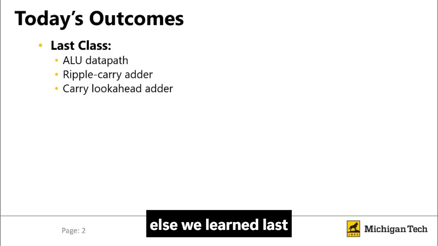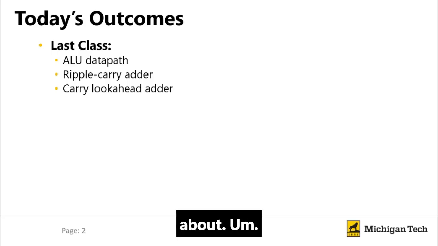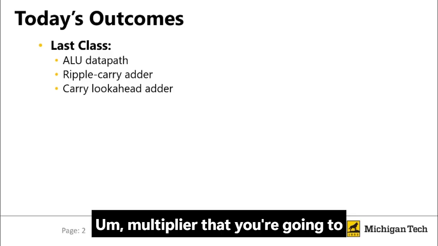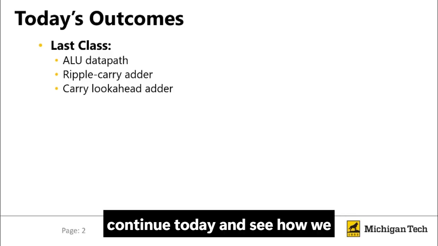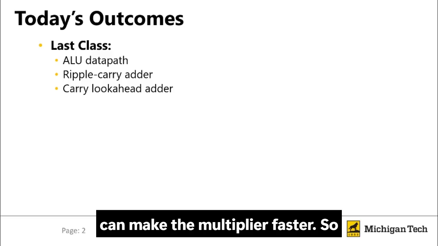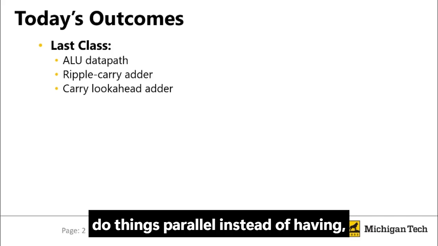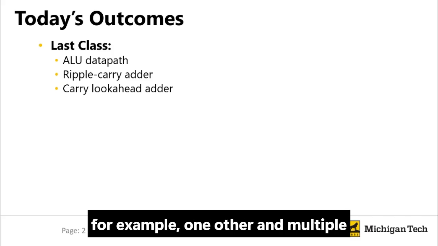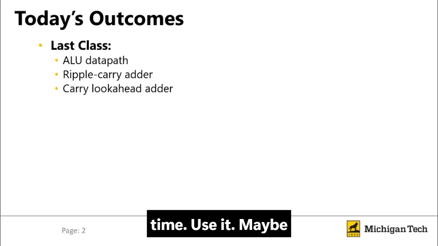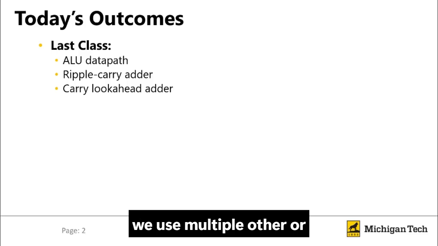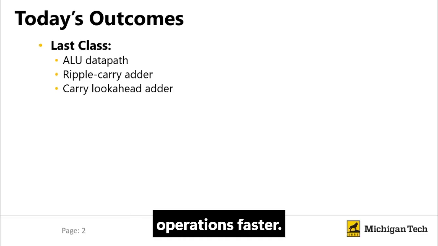And what else we learned last class? Also, we talked about multiplier that we're going to continue today and see how we can make the multiplier faster. So we're going to talk about that today. Also, we're going to see how we can use parallelism to do things parallel instead of having, for example, one adder and multiple time use it. Maybe we use multiple adder or multiple ALU to do some operations faster.